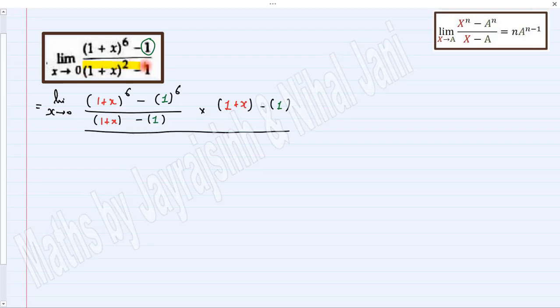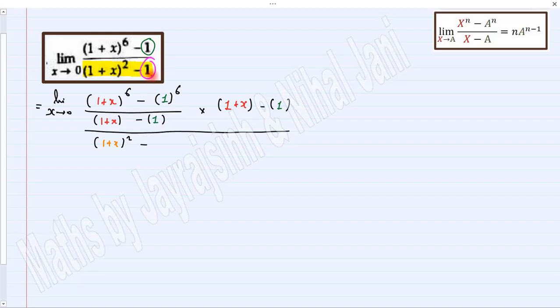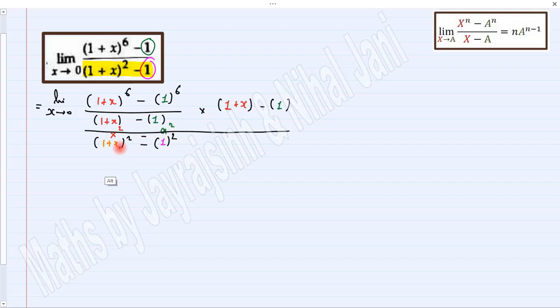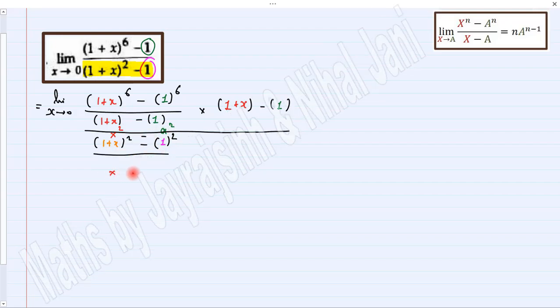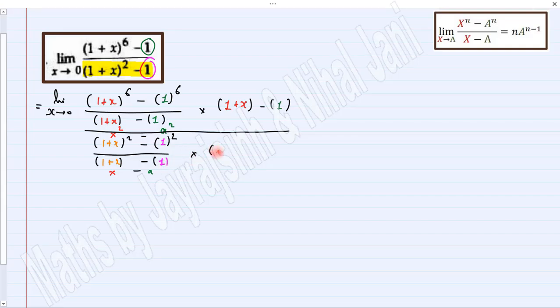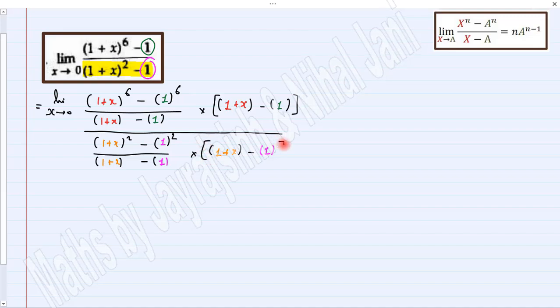Upon, in the denominator we have (1 plus x) raised to 2 minus 1, and this 1 can be rewritten as 1 raised to 2. So again we have the X raised to 2 minus A raised to 2 form. So we just need X minus A. So let's multiply and divide by (1 plus x), which is your X, minus 1, which is your A. Now here we have (1 plus x) minus 1 as a common factor in both, so let's cancel it out.